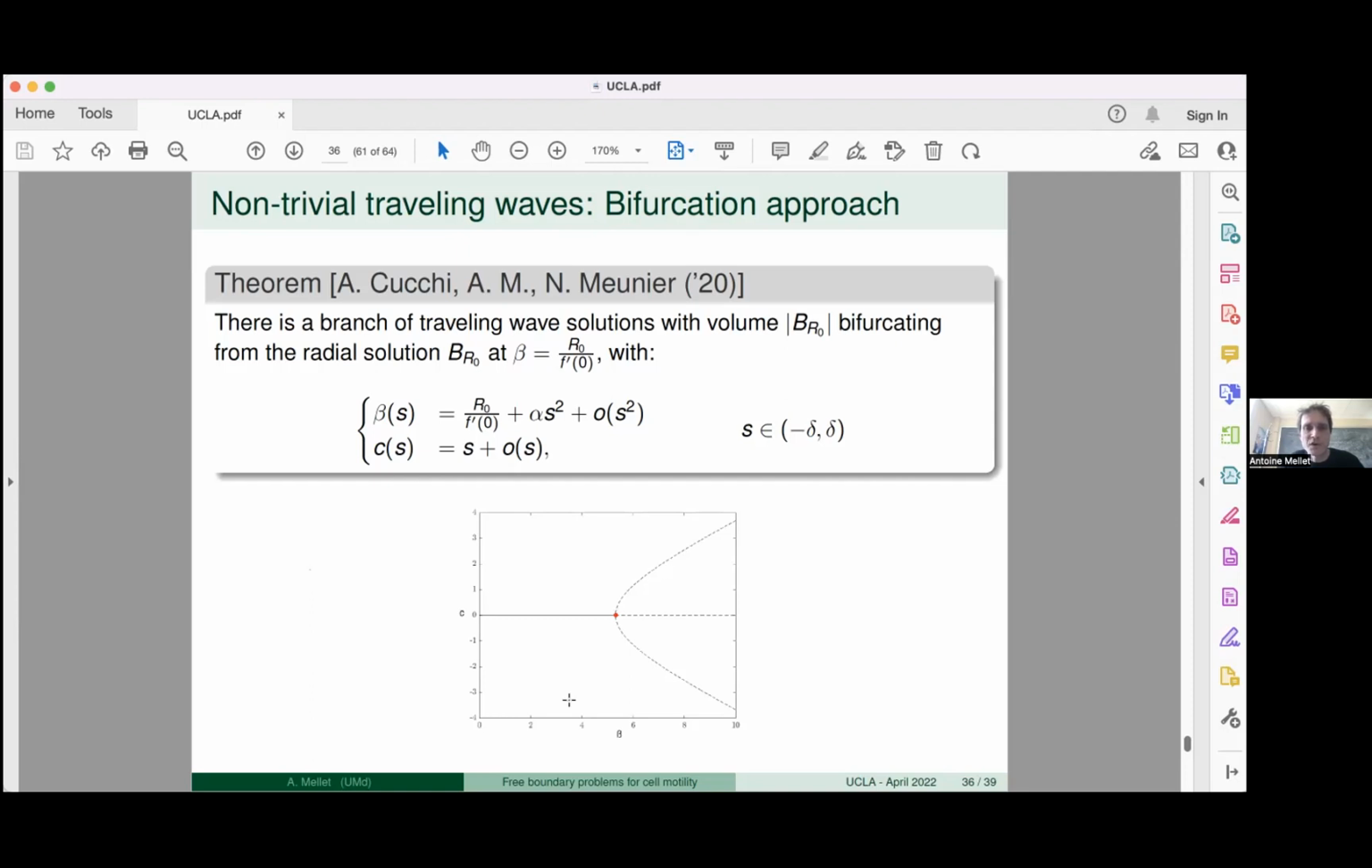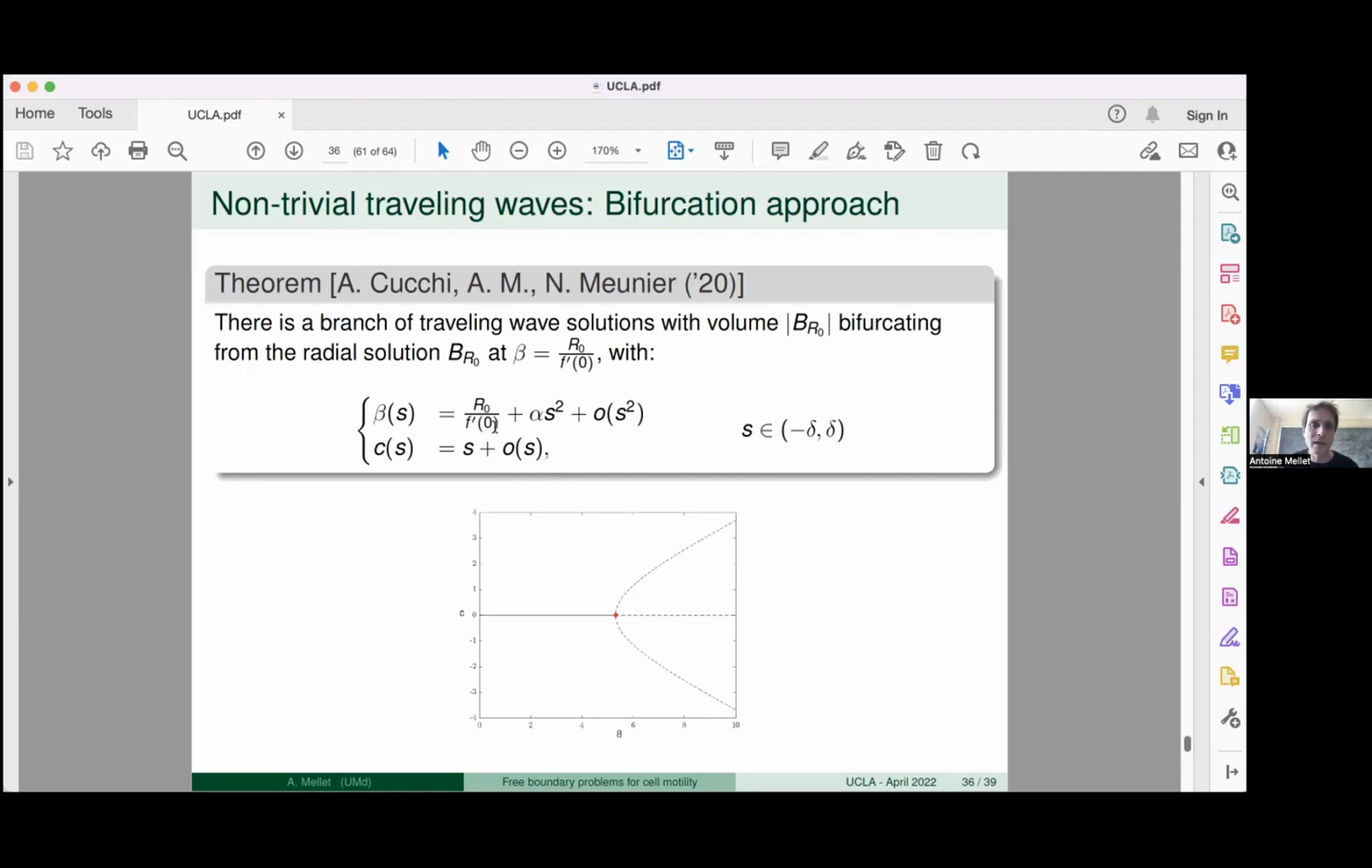I mean, you have those two branches, right, with speed s. Now, this theorem is nicer in the sense that it fixes the volume and it tells you what happened exactly when you are increasing the value of beta with a fixed volume. But because it's a bifurcation type result, it's local, right? It only says what happened in the neighborhood of this critical value of beta, and that's it, right?